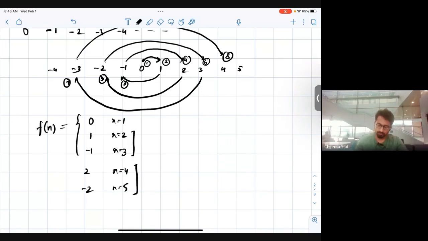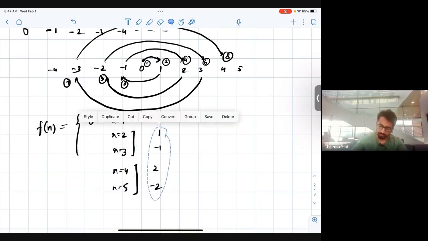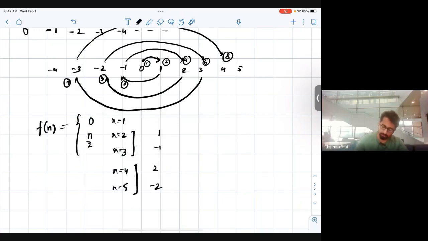You see, 4 to 5 is minus 2, 2 to 3 is 1, minus 1, right? So understand how you can define this. If you divide n by 2, you see you will get 1. If you divide 3 by 2, you will get 3 by 2. If you take the integer part of it, it's 1, right? But it's minus. So how can you define it? It's very simple. You can define it as the floor of n by 2. And for odd, minus 1 comes, for even 1 comes. So minus 1 to the power n times the floor of n by 2.